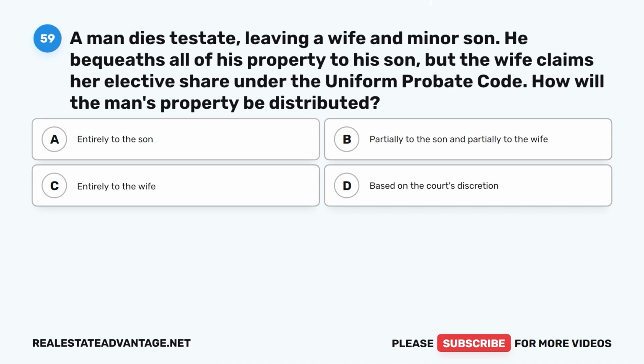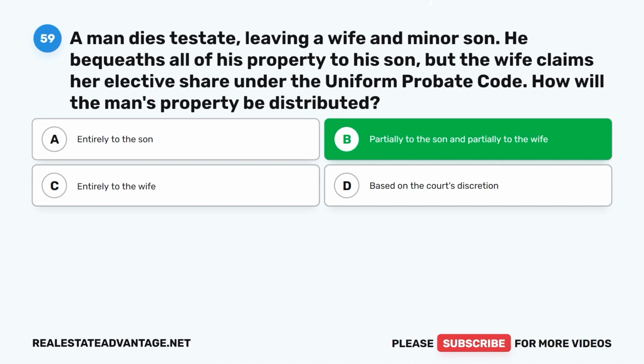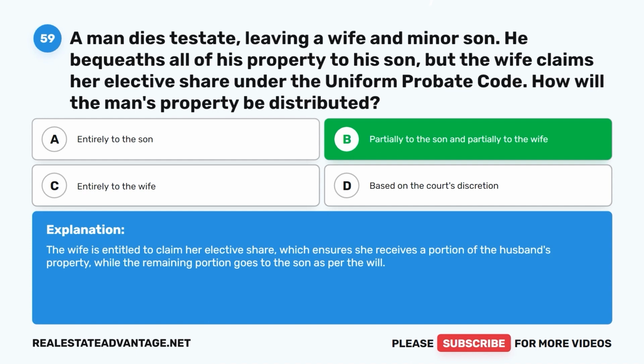Question 59. A man dies testate, leaving a wife and minor son. He bequeaths all of his property to his son, but the wife claims her elective share under the Uniform Probate Code. How will the man's property be distributed? A. Entirely to the son. B. Partially to the son and partially to the wife. C. Entirely to the wife. D. Based on the court's discretion. The correct answer is B. Partially to the son and partially to the wife. The wife is entitled to claim her elective share, which ensures she receives a portion of the husband's property, while the remaining portion goes to the son as per the will.